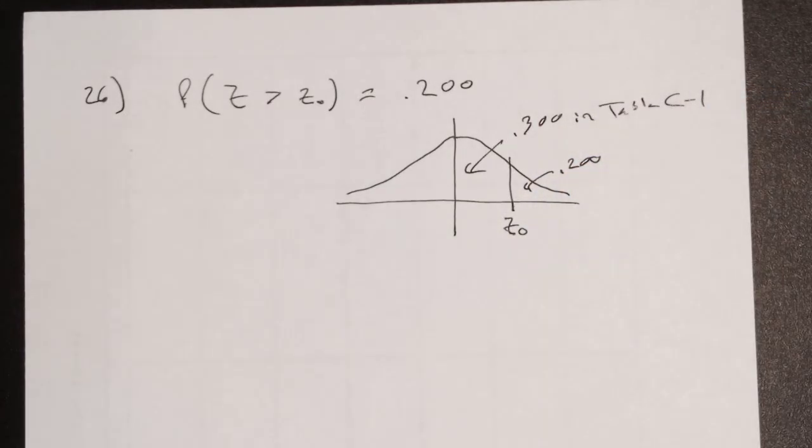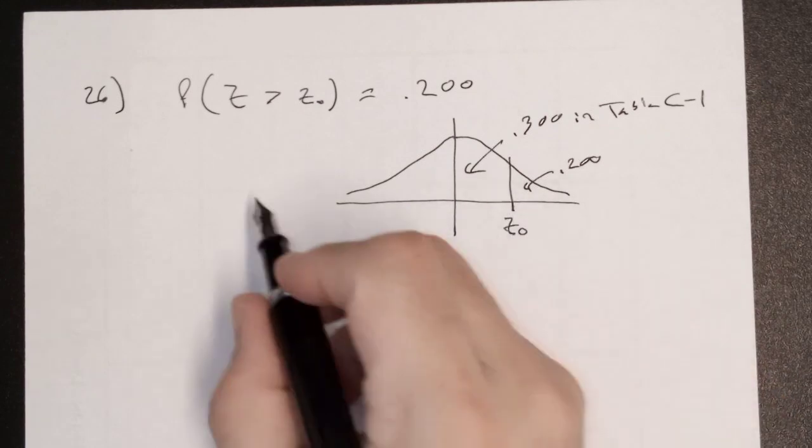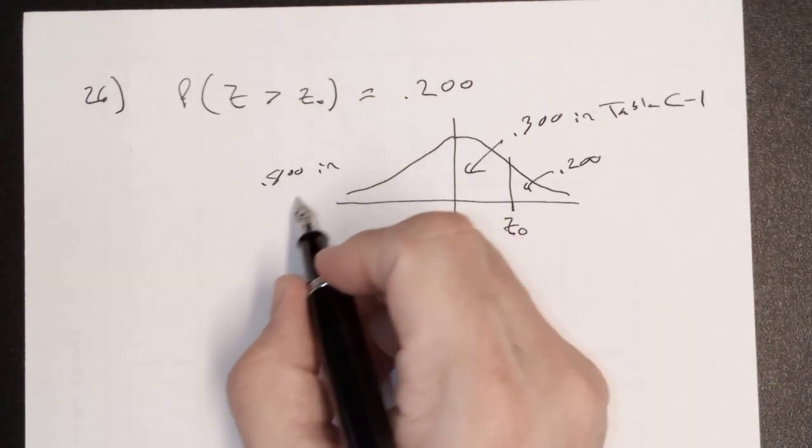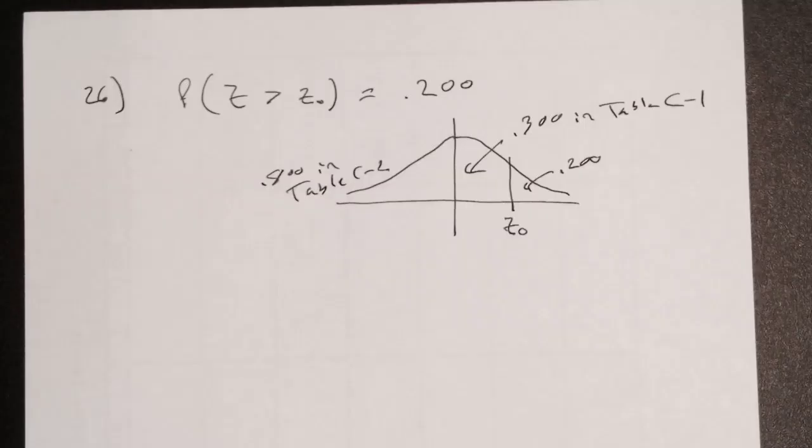Now I could use 0.8, but if I was using 0.8, I'd be looking up the whole thing, right? So it would be 0.8 in table C2. So I can use either one. So let's find the closest number to 0.300. Actually, there are 4 decimal place numbers in the table. What's the closest thing to 0.300 in table C1?